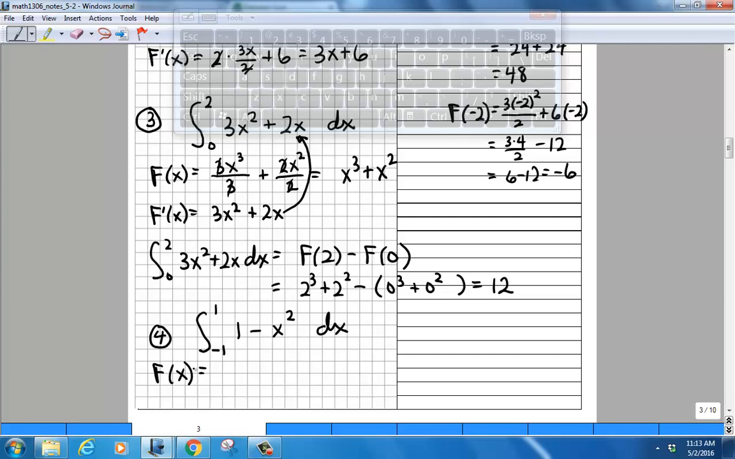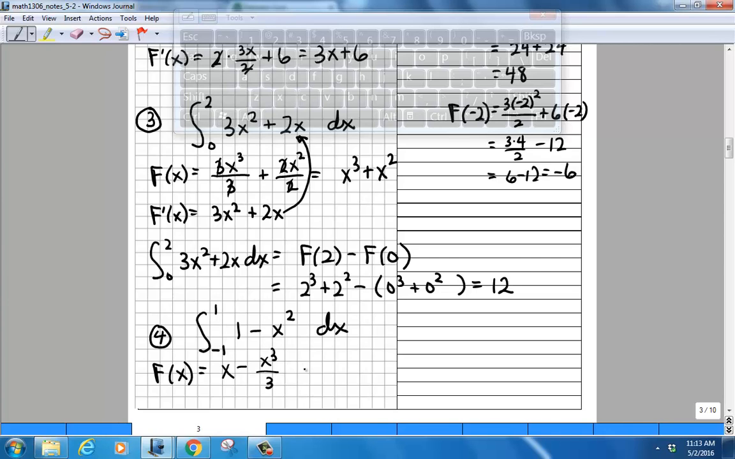Okay, so what did y'all get for the antiderivative of 1 minus x squared? What's the antiderivative of 1? Yeah, that's easy. That's x. And what's the antiderivative of x squared? X cubed divided by what? 3, right. Perfect.